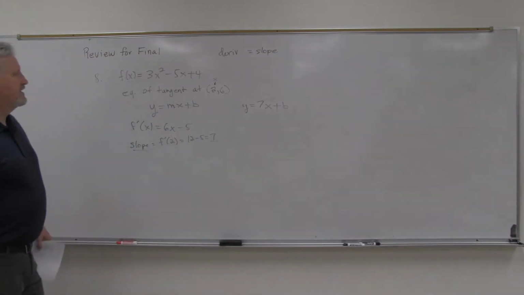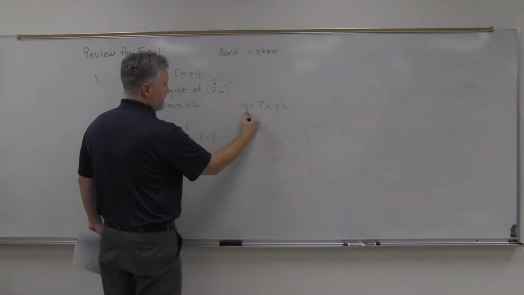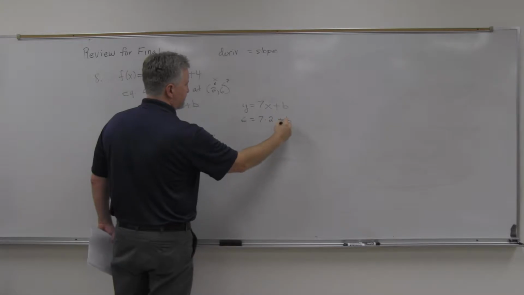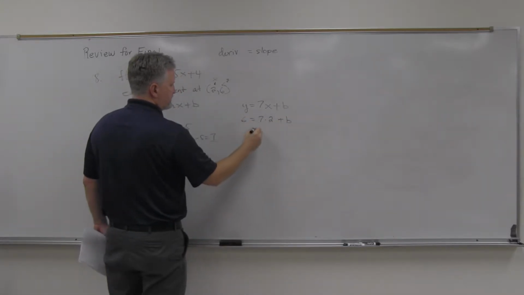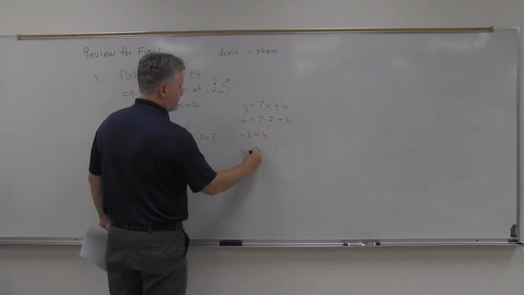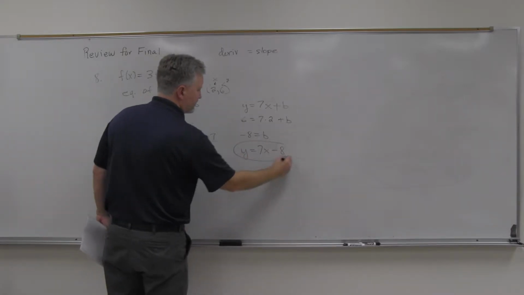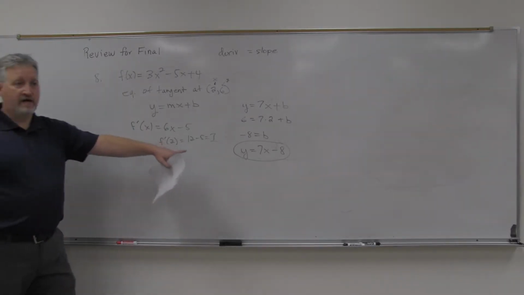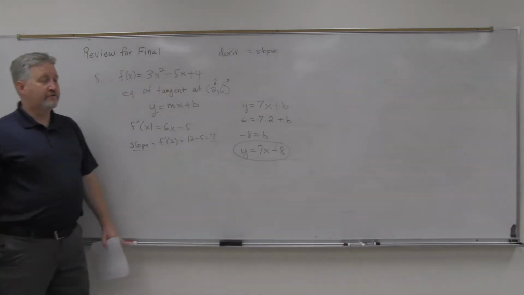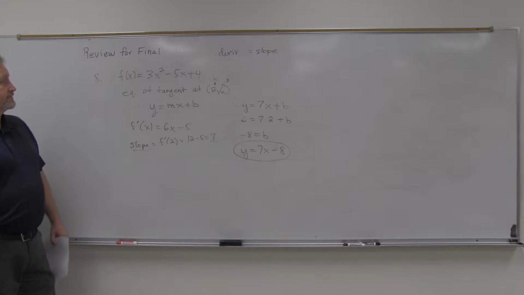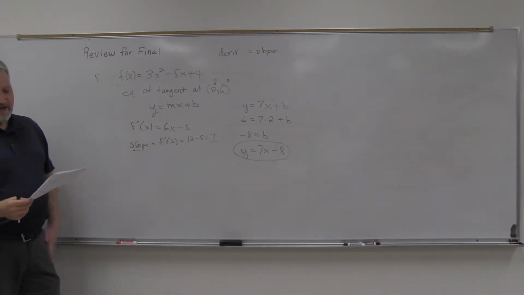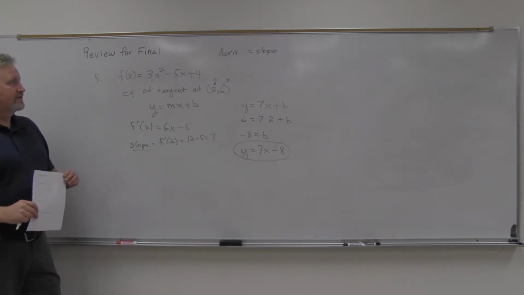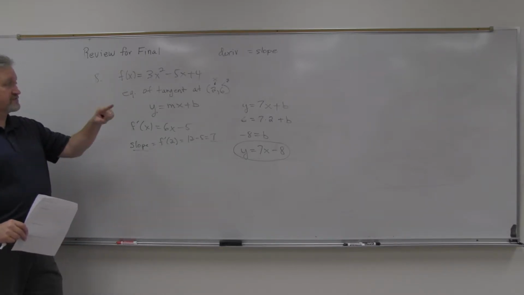Now I just have to figure out b. The way I did it is we can substitute the x and the y value. The y value is 6, so plug that in with the x value 2. So 6 equals 14 plus b, so subtract 14. b is negative 8. So there's my tangent line. If we graph the function and this line, we should see that it's tangent at 2. I call it an application, but one thing to remember: the derivative equals the slope of the tangent line.